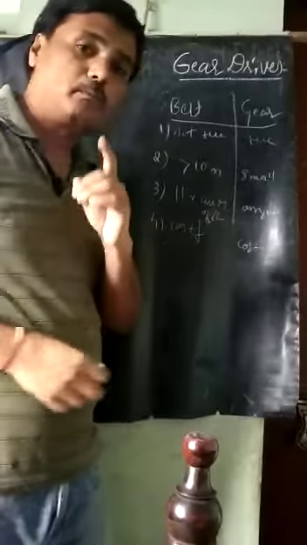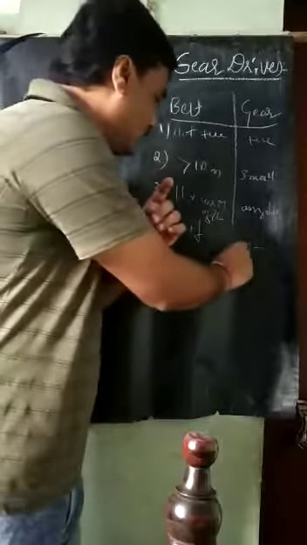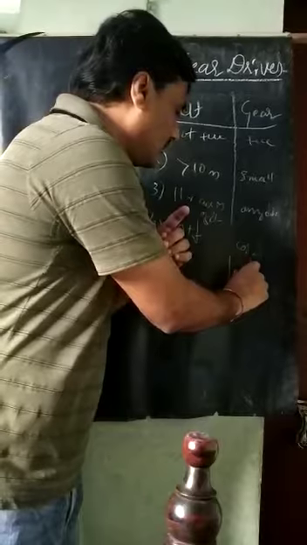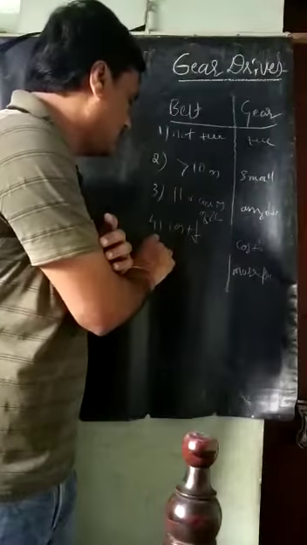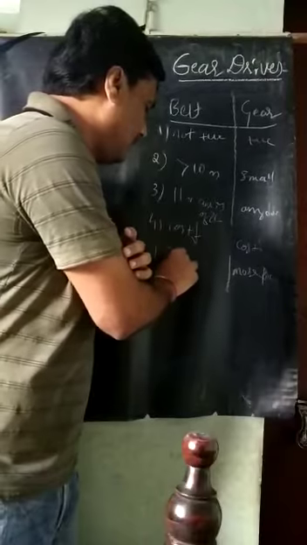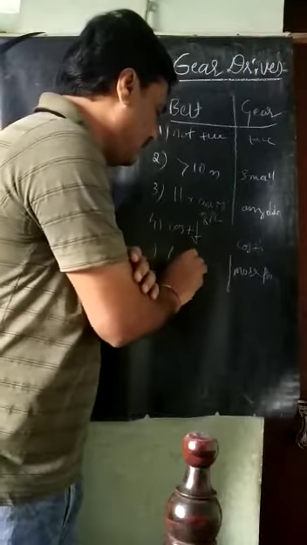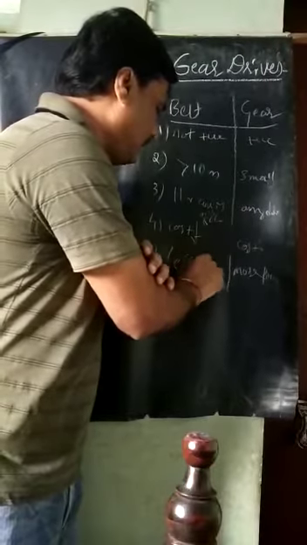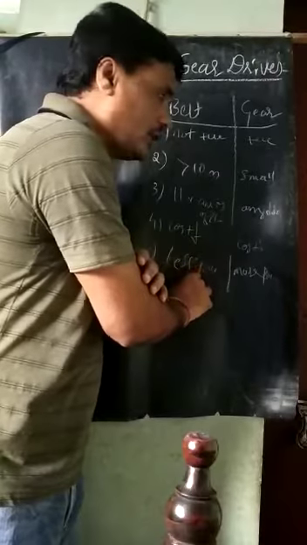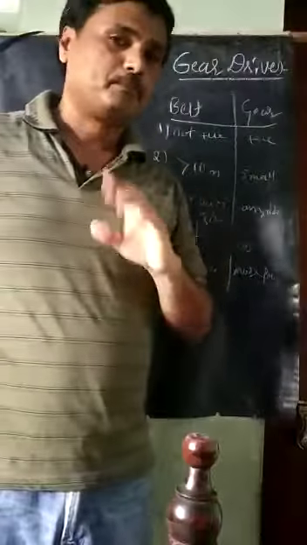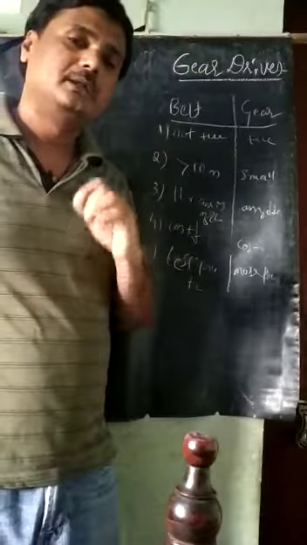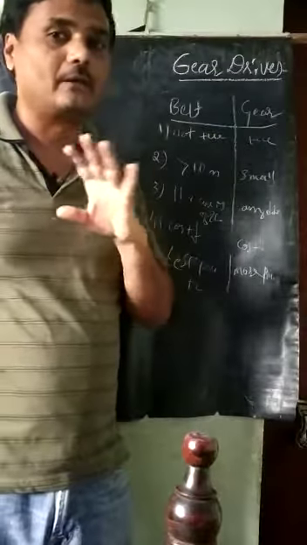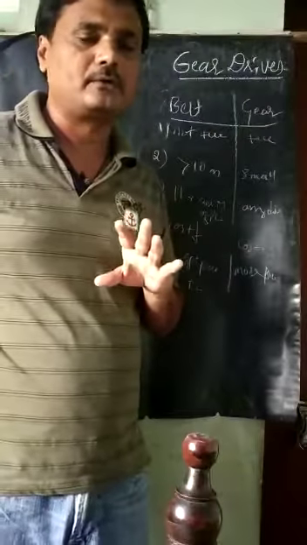So definitely more power and torque here. More power we can transmit by the gear drive, and less power or torque we can transmit in case of the belt drive. The belt drive is not suitable for more power transmission. That's why gears are used in vehicles, aeroplanes, ships.